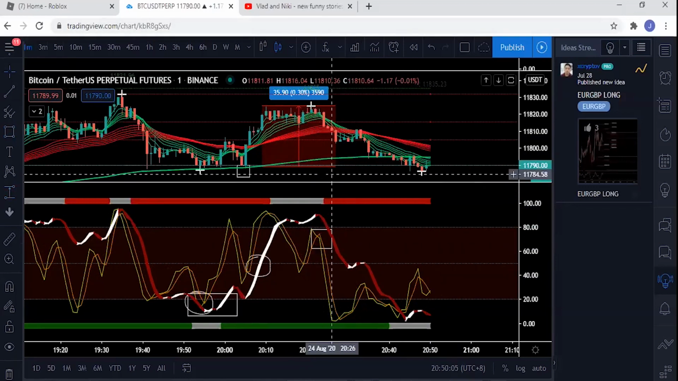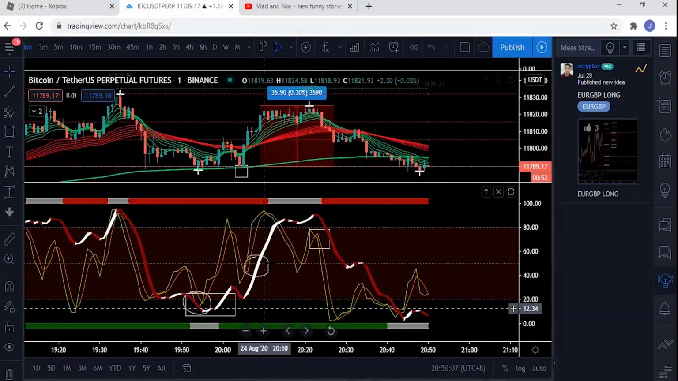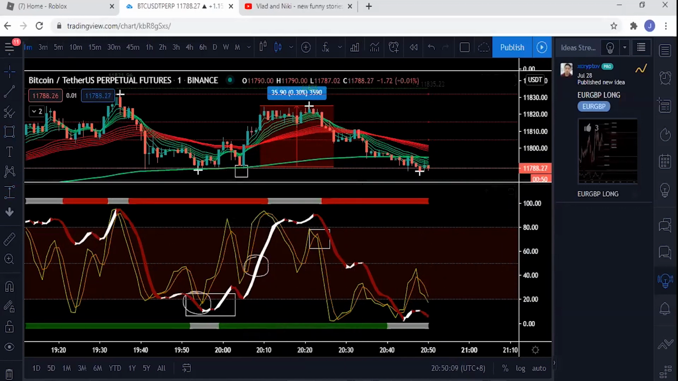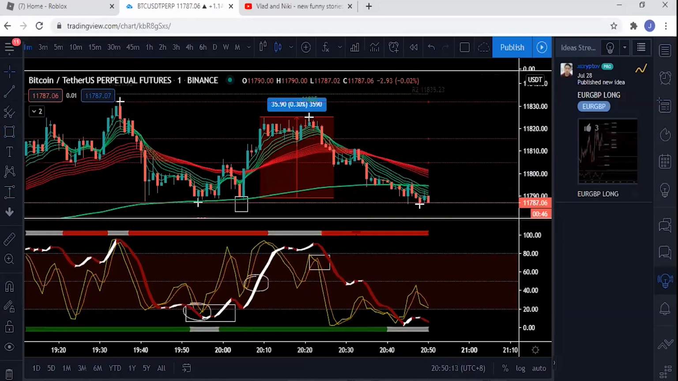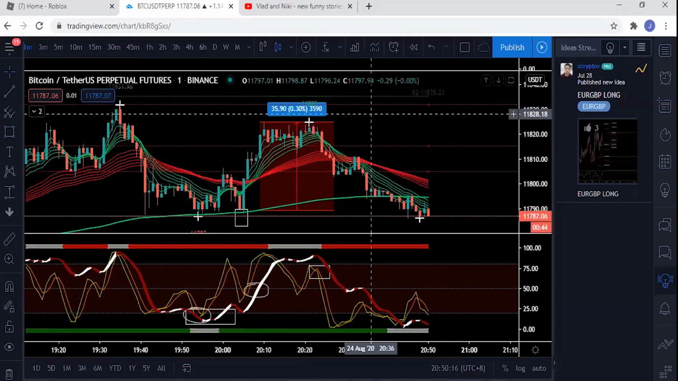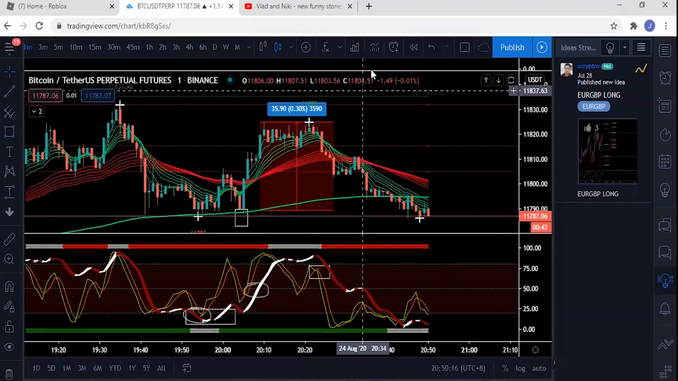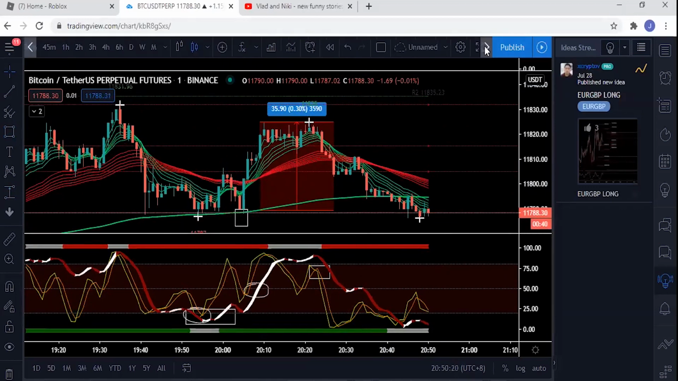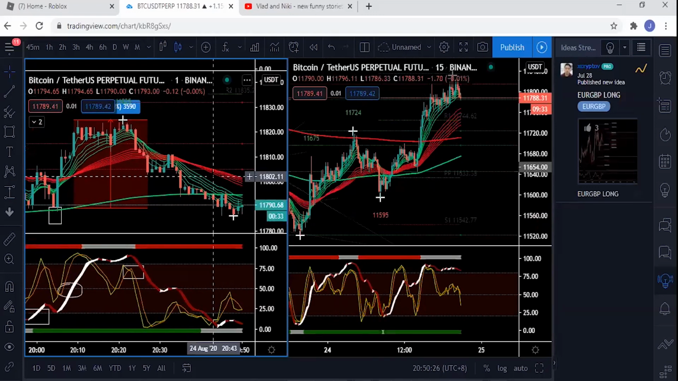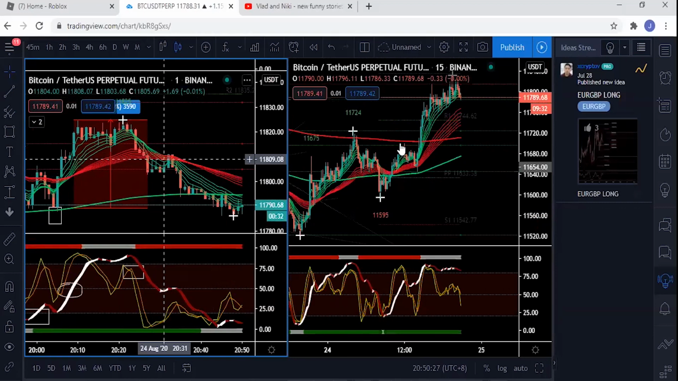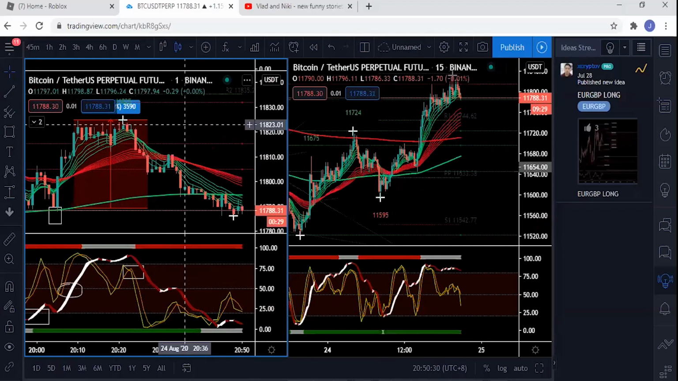So that is how to use our shadow entries. But if we are going to incorporate these two scripts, I have criteria for this. Our first criteria is to always trend follow on the 15 minutes time frame.